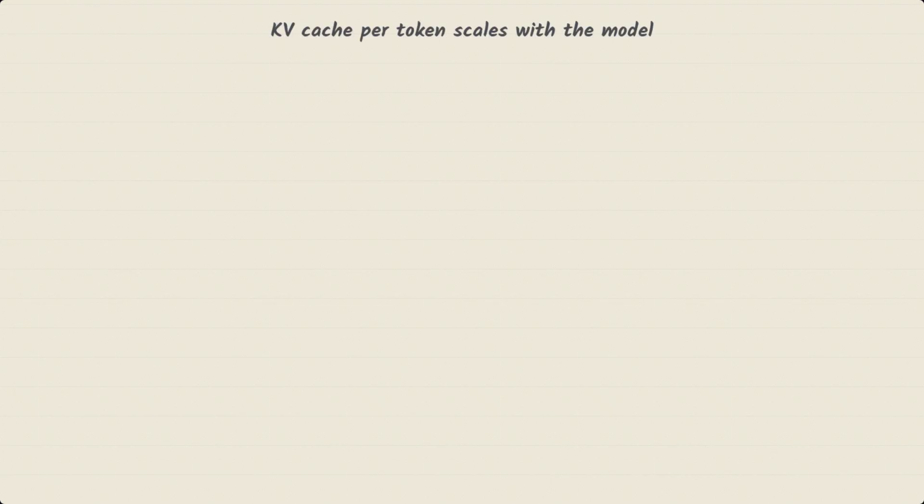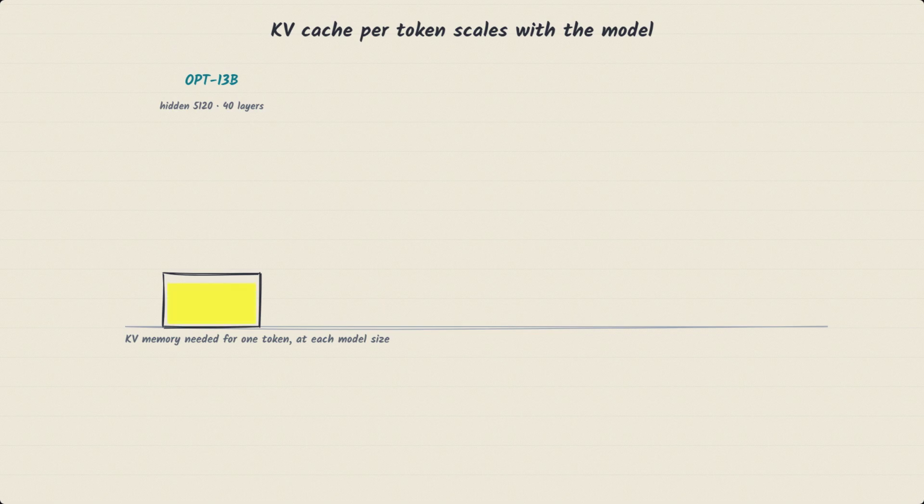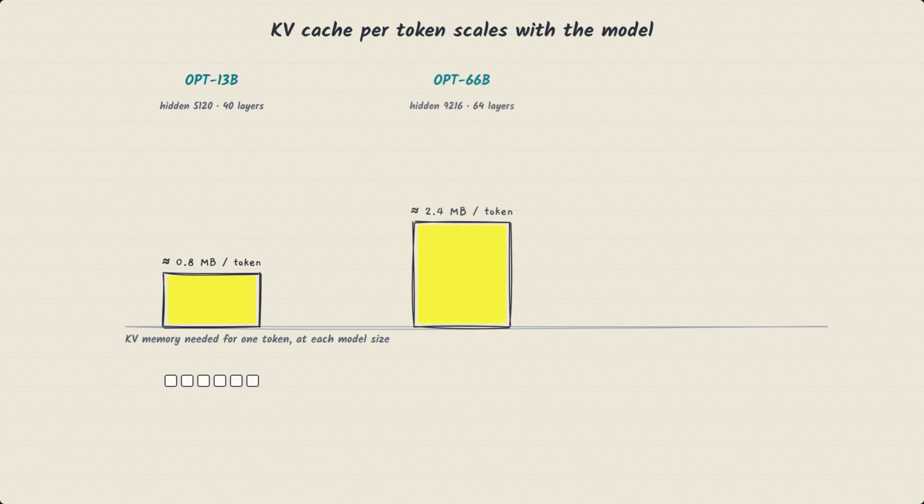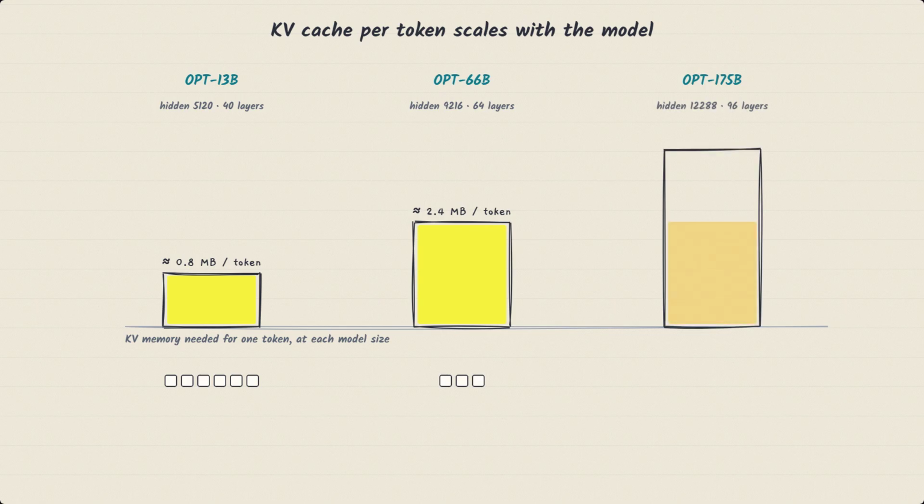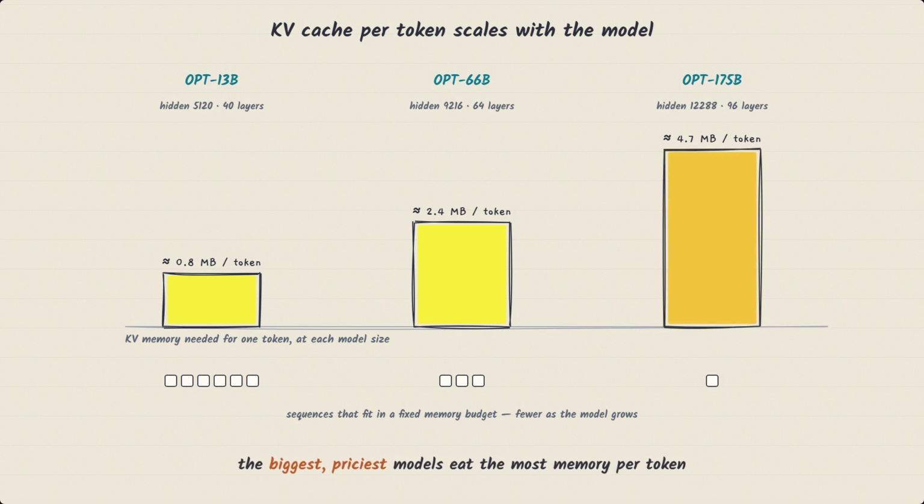And it scales brutally with model size. Bigger models have wider hidden states and more layers, so the KV cache per token grows with them. Tens of kilobytes becomes hundreds, becomes over a megabyte per token as you climb from a few billion parameters to the hundreds of billions. So the exact regime where you most want high throughput, the biggest, most expensive models, is where a single sequence eats the most memory and the fewest fit at once. Memory efficiency isn't a nicety here. It's the whole economics of serving.